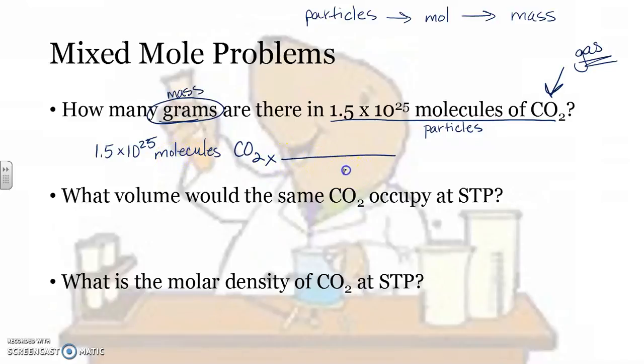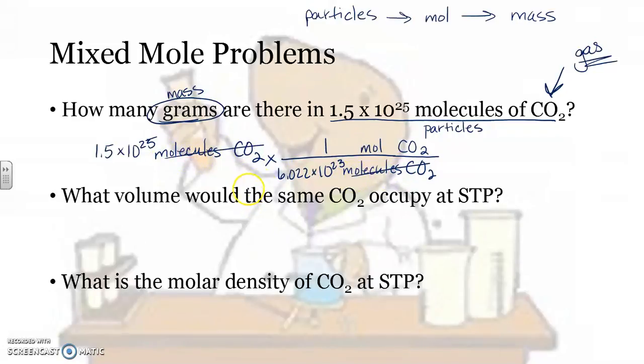On the bottom of the next fraction, we put molecules of CO2. And we want to go from molecules to moles, so we've got to put mole on top. And remember, molecules and moles are two different things, not the same thing. Don't use them interchangeably. We know that 1 mole of any substance is equal to 6.022 times 10 to the 23rd molecules of that substance. And so now our units will cancel.